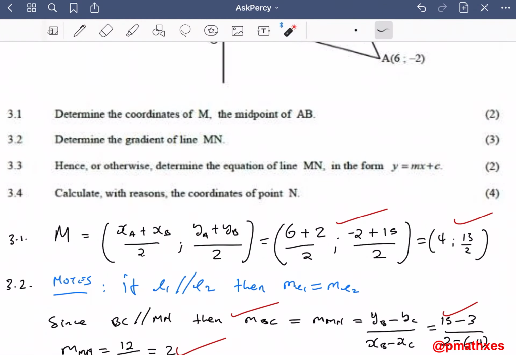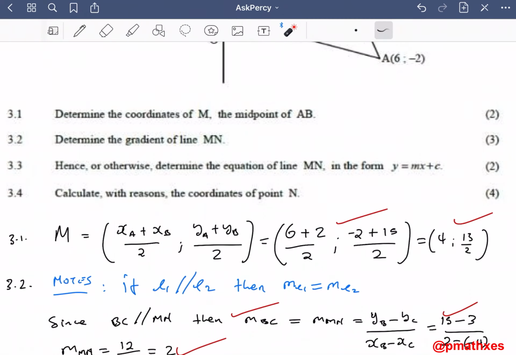Now 3.3, hence. The word hence just means that you use the information from your previous answer. In English, hence just means that from the previous results, now this is my conclusion, right? That's how hence is being used. So now they're saying here in maths, hence meaning use your previous information to answer this question.